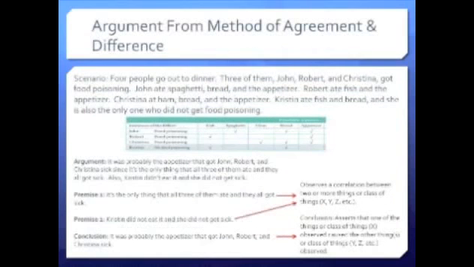Here we have the method of agreement and difference being used to construct a causal argument. In this case, we have two premises. The first premise observes a correlation between all the positive cases of food poisoning and eating the appetizer. And the second premise observes a correlation between all the negative cases of food poisoning and not eating the appetizer. Based on these reasons, the argument concludes that the appetizer caused John, Robert, and Christina's food poisoning.